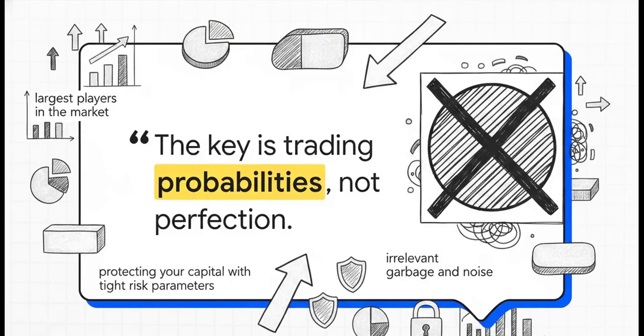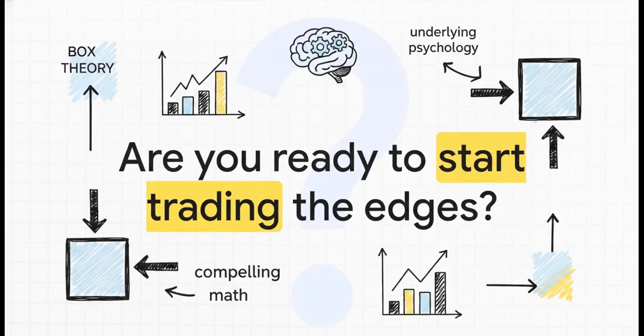This all builds up to a pretty crucial philosophy captured perfectly by the creator. The key to being a successful professional trader is trading probabilities, not perfection. It's 100% about consistently siding with the biggest players in the market, protecting your capital with those tight risk parameters, and just aggressively blocking out all the irrelevant garbage and noise in the middle of the chart. Which leaves us with one final provocative thing to think about as we wrap up. Are you ready to stop diddling in the middle and start trading the edges?